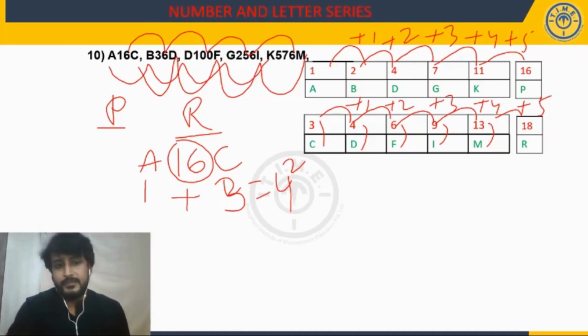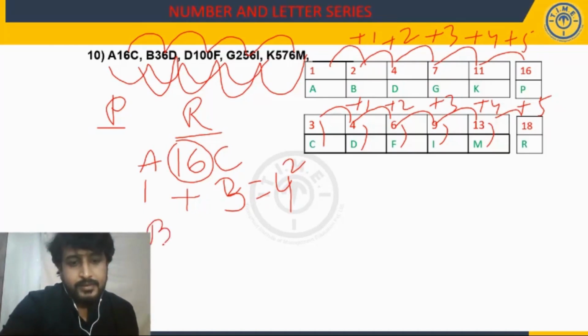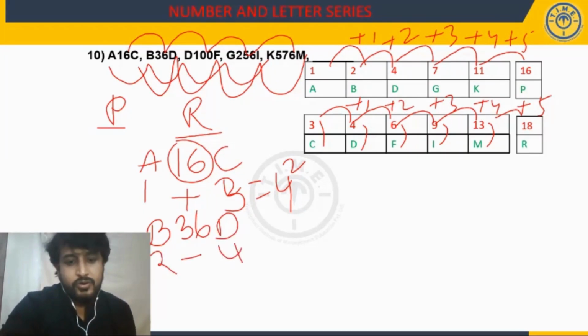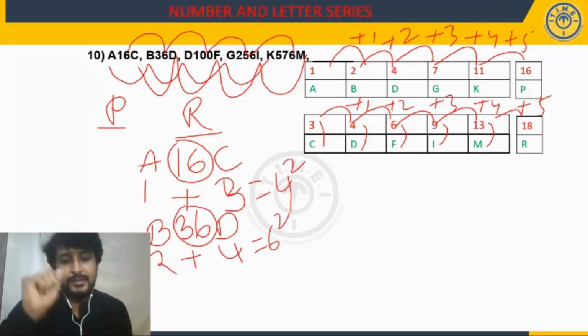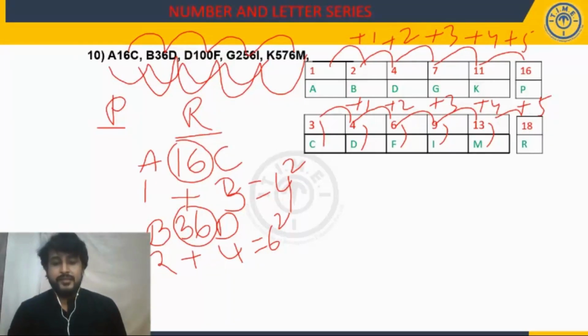Here is the logic. Now B36D. B's place value is 2. D's place value is 4. 2 plus 4 is 6. And 6 square is 36. Here is the 36. So what is the logic? Sum of the place values of the letters and the whole square. Okay, please take a note of that.